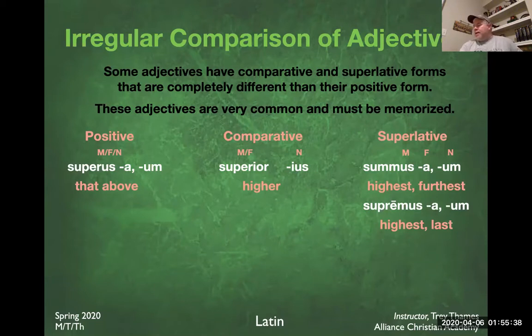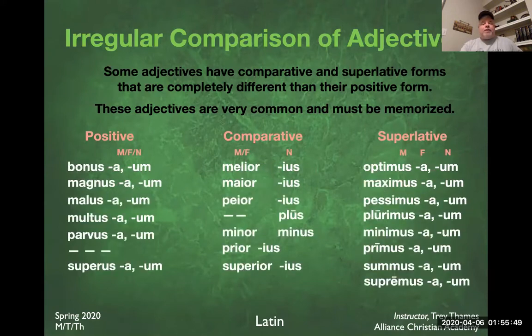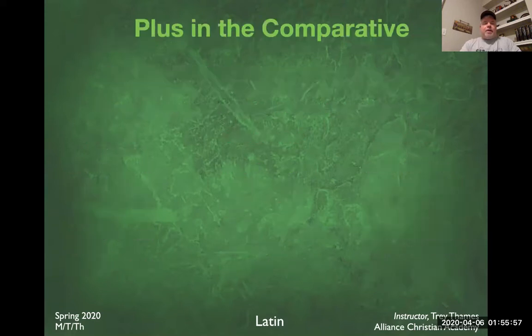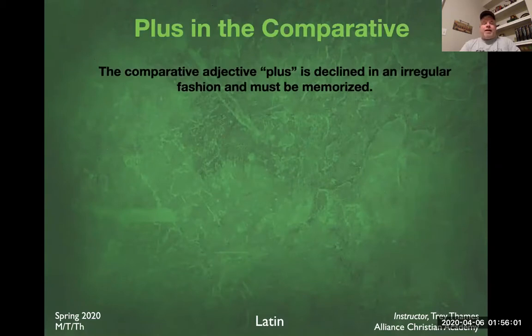Now, I mentioned plus a minute ago. Let me go back to that word right there. The word plus is very irregular, especially how you decline it. So we're going to look at that one by itself and show you how this works. By the way, that's the list of all 7 of those words together right there. All right, so plus in the comparative adjective is declined in an irregular fashion and must be memorized.